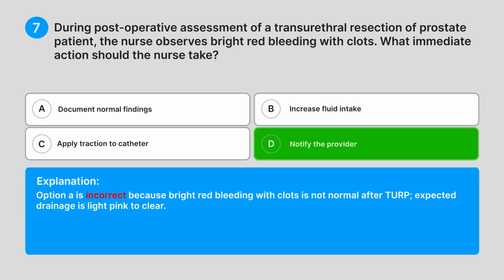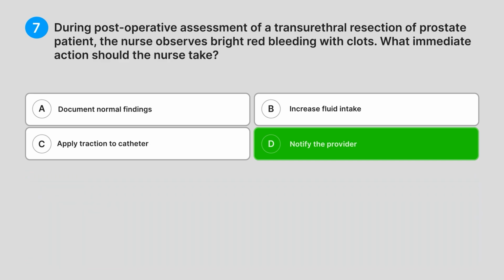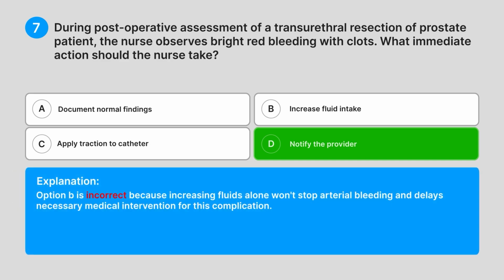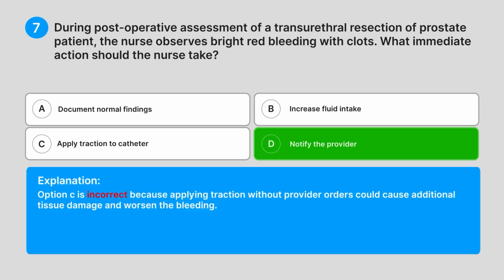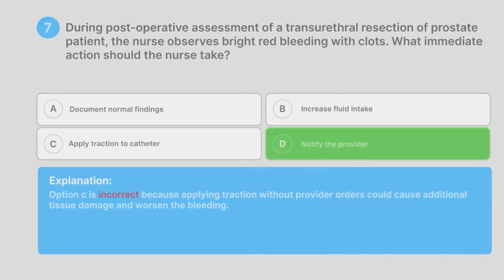Option A is incorrect because bright red bleeding with clots is not normal after TURP. Expected drainage is light pink to clear. Option B is incorrect because increasing fluids alone won't stop arterial bleeding and delays necessary medical intervention for this complication. Option C is incorrect because applying traction without provider orders could cause additional tissue damage and worsen the bleeding.